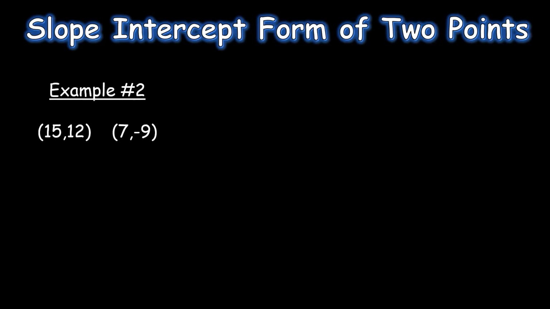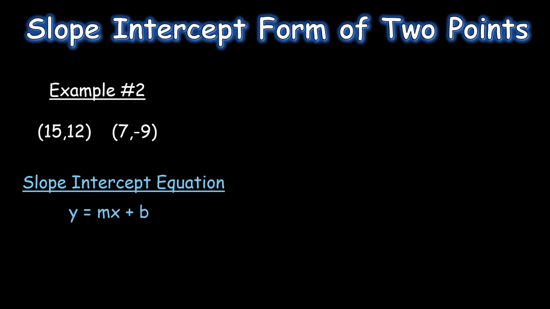Now let's take a look at another example. We have points (15, 12) and (7, negative 9). Again, we want to use our slope-intercept equation, which will be y equals mx plus b. To start off, we're going to find our slope first, which is our m. The slope equation is m equals y2 minus y1 over x2 minus x1.